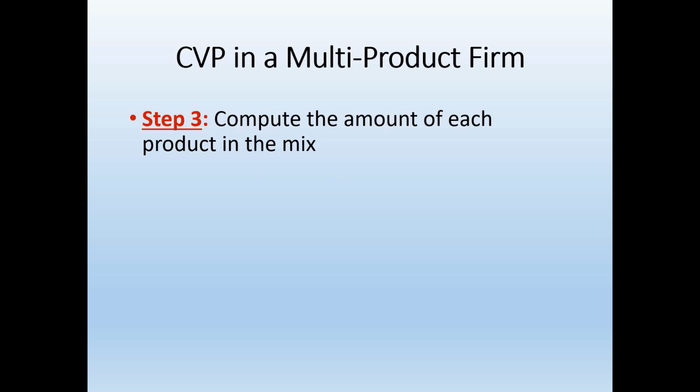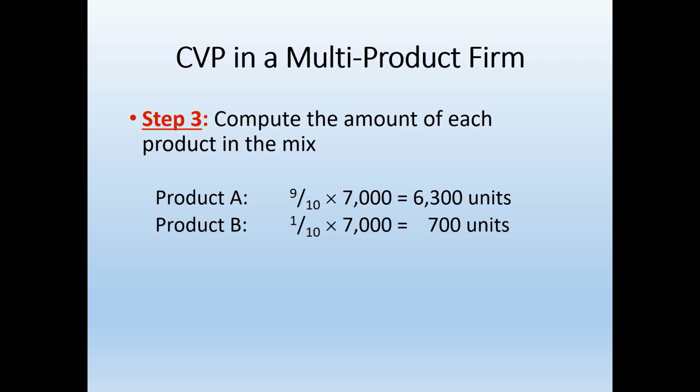In order to compute the number of units of each kind of product in the mix, we take the proportion of product A, 9 out of every 10 units, and multiply it by the 7,000 total units. That tells us we need to make 6,300 units of A. For product B, it represents 1/10 of all of the units sold. Multiply 1/10 times 7,000 units, and that tells us we need to make and sell 700 units of product B. We can check these numbers to make sure we didn't make a mistake by adding them up. And in fact, it equals 7,000 units.